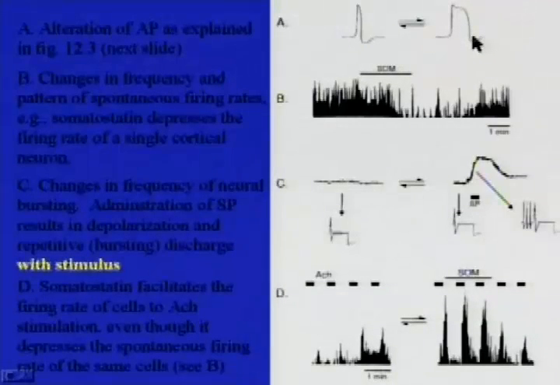And it accomplishes the two things we mentioned. You can't fire another action potential anywhere within the absolute refractory period because it's been extended, and it can impact the quantal release features at the axon terminal upon arrival. In panel B, you see changes in frequency and pattern of spontaneous firing rates. For example, somatostatin depresses the firing rate of a single cortical neuron, so that's shown here in panel B.